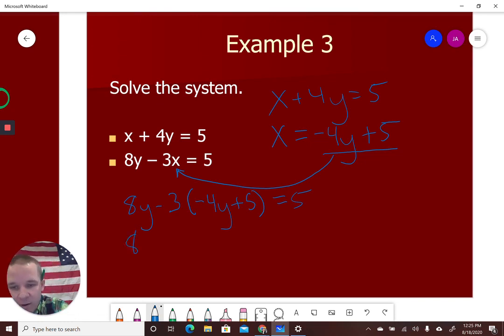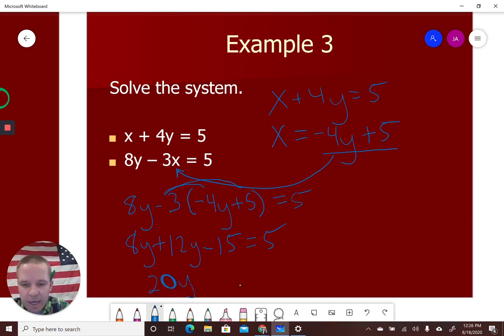So I'm going to have 8y, and then I'm going to distribute this negative 3 to both. So that'll be what? Positive 12y minus 15 equals 5. And then I'm going to combine like terms, so I get 20y.